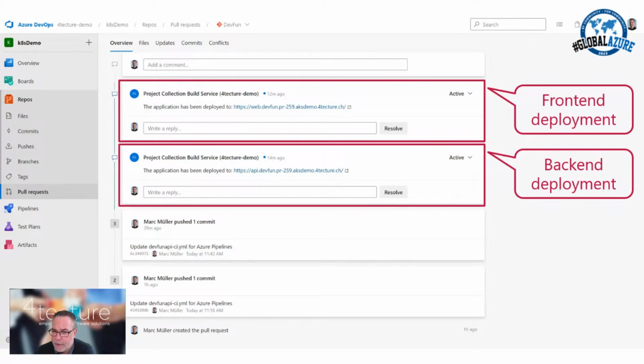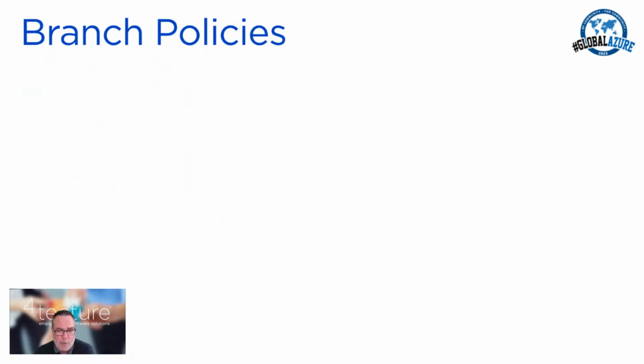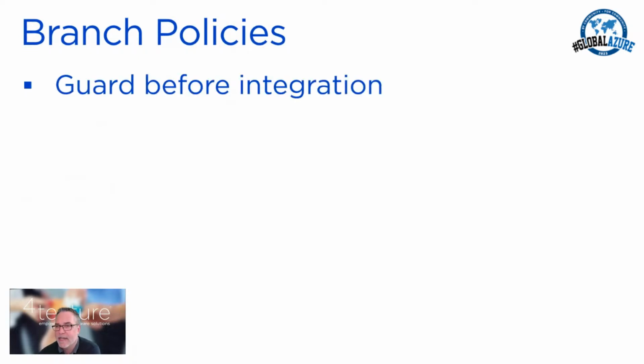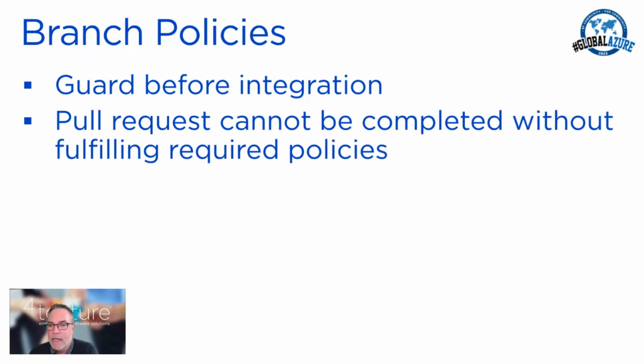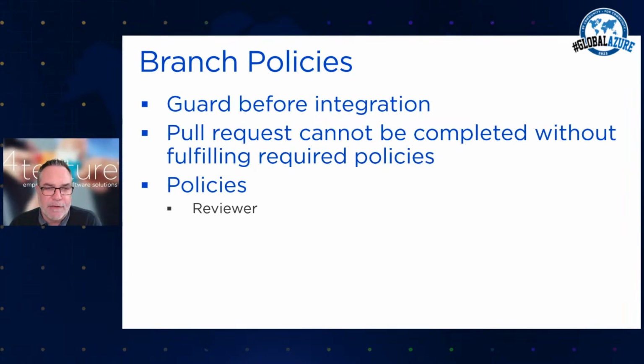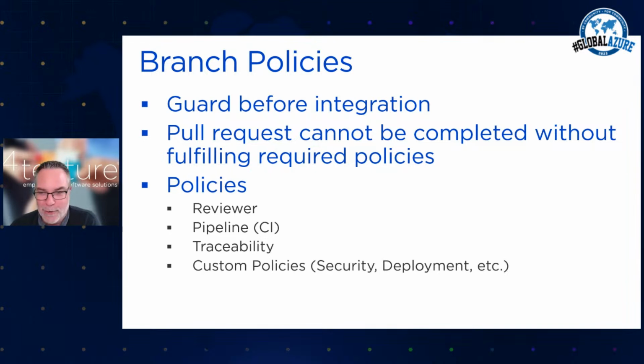So how are we going to do that? First of all, we need branch policies. Whenever we are dealing with a pull request, we need to set up a branch policy. It's like the guard before integration, and everything in the policy cannot or shouldn't be overridden. Well, as an admin, you can override it, but a normal developer is not able to integrate code if the policies are not met. We can do a lot of different policies like reviewers, pipelines, traceability, and custom policies. And this is very interesting for bringing in your own logic.